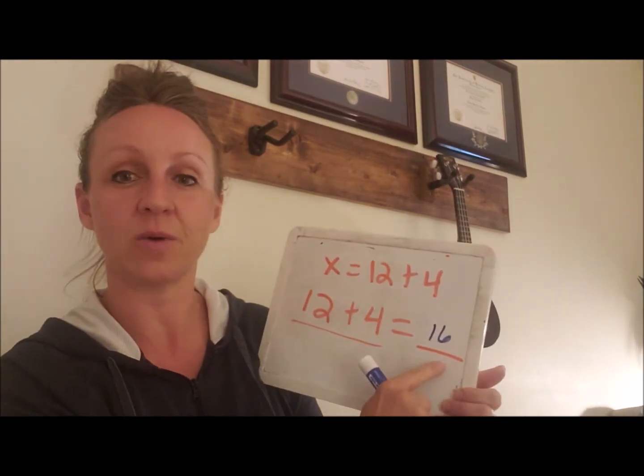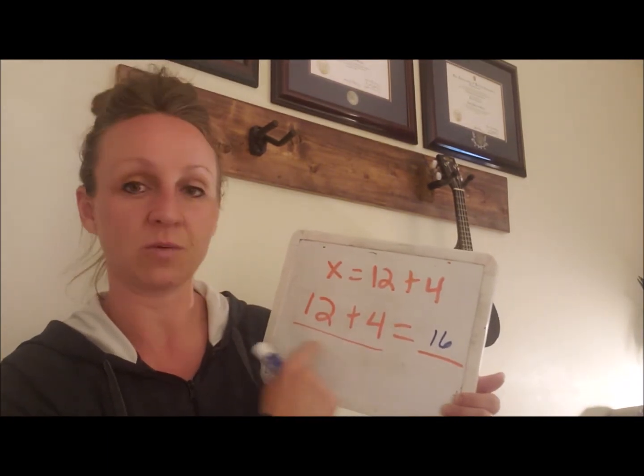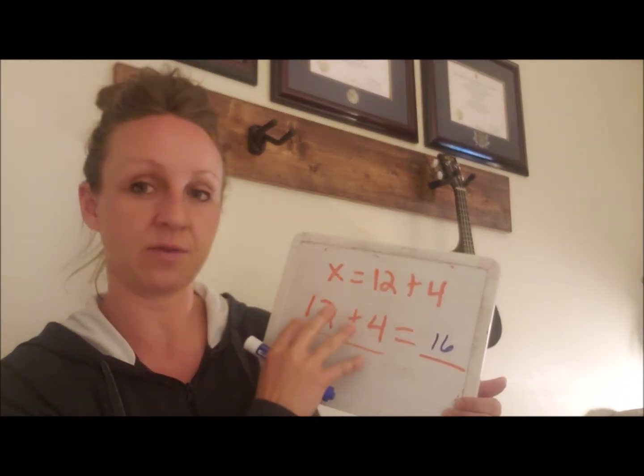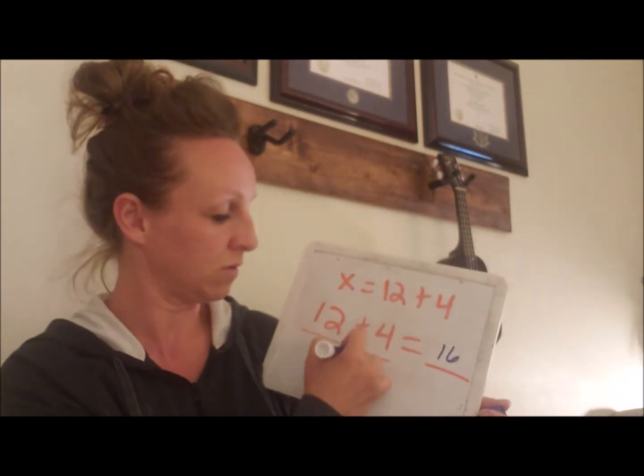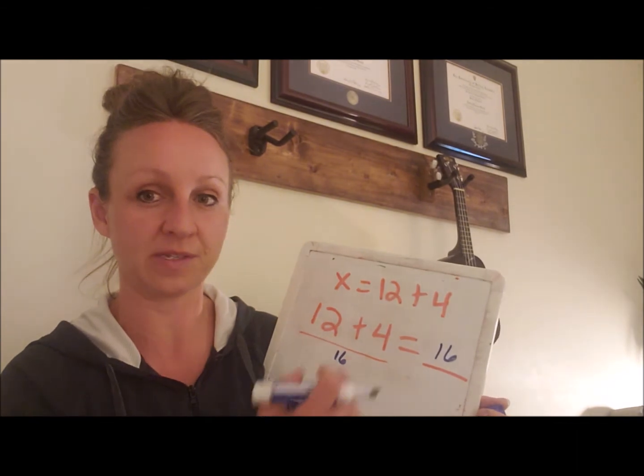Well, on this side of the equal sign is the number 16. On this side of the equal sign are numbers that if you add them together, they also equal 16. That's an equation. One side is worth the same amount.